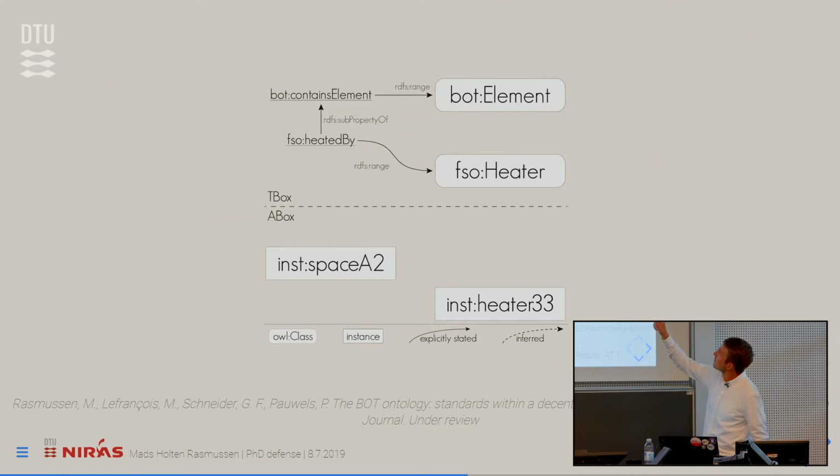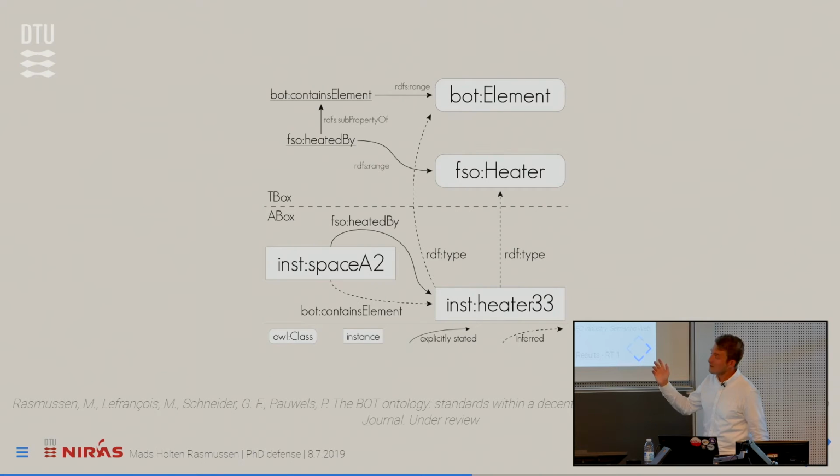This is another approach. Say, okay, I want to make my own relationship called heated by, which is a sub-property of contains element, but it has another range. It doesn't just have bot element as a range. It's always a flow systems ontology heater that heats a space. So if I say my space is heated by, then a lot of things happen.